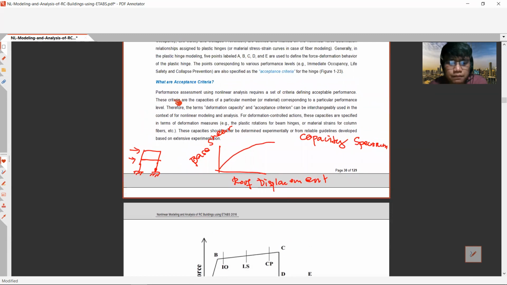So that describes the acceptance criteria. The performance assessment using nonlinear analysis requires a set of criteria defining the acceptable performance.